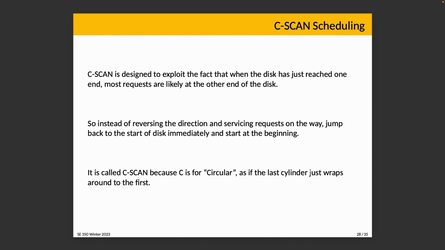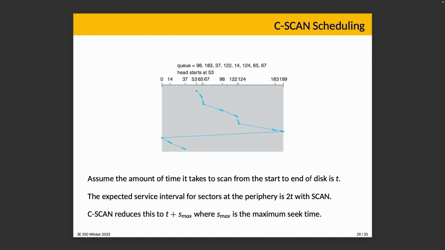And as if the last cylinder just wraps around to the first. So what we'll do is we're always going up. So we go up 53, 65, 67, 98, 122, 124, 183, 199, and we jump to 0, and then 14, 37, and we just kind of keep going, right? So again, the goal here is to always proceed in one direction, and we don't want to ever backtrack. We don't reverse what we're doing.